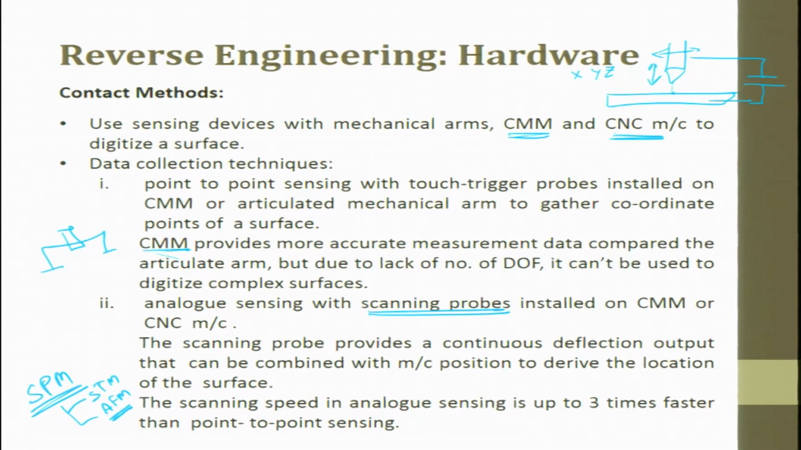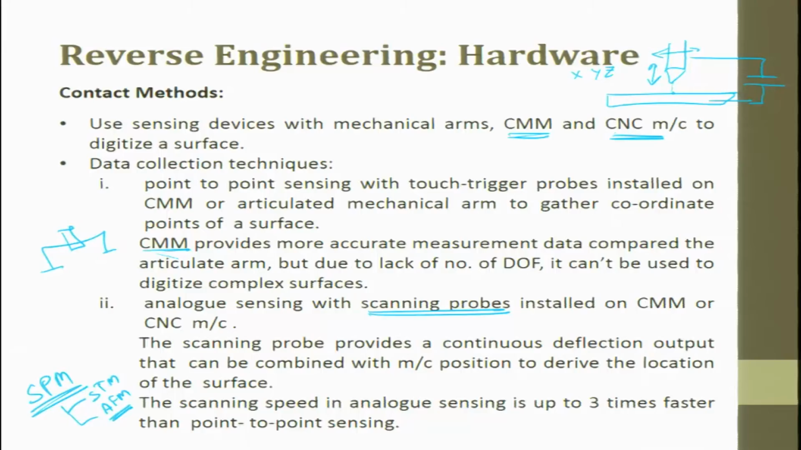When you talk about nanoscale and microscale features, contact measurement is not possible. If the probe diameter is too large, it is not possible. Lasers are not possible, light is not possible. So there we use contact with scanning probe microscopes.